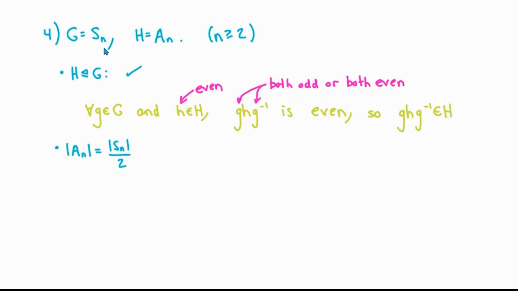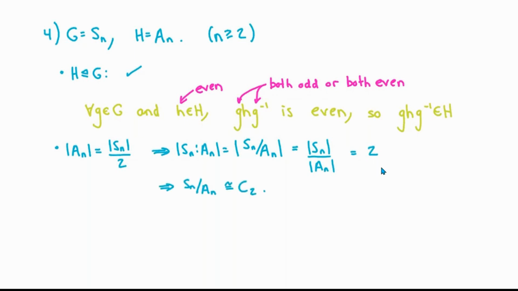Next, for n bigger than or equal to 2, we know that the order of An is equal to the order of Sn divided by 2. So that tells us that the order of the quotient group Sn mod An is equal to the quotient of the orders of these two groups, which is 2. And of course, because there's only one group of order 2 up to isomorphism, that tells us that Sn mod An is isomorphic to a cyclic group of order 2.